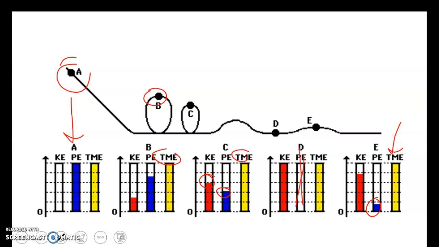We can also look at speeds or heights. The higher the potential energy, the higher the height. So A is highest, B is second highest, C is third highest, E is fourth highest, and D is fifth highest. Again, looking at potential energy. Looking at kinetic energy, we can find velocities. D is fastest. E is second fastest. Then we look at C and B. C is third fastest. B is fourth fastest. And of course, A is fifth fastest because you're not moving yet.